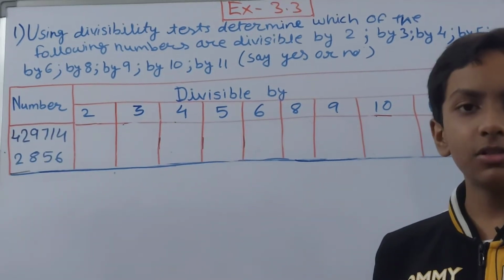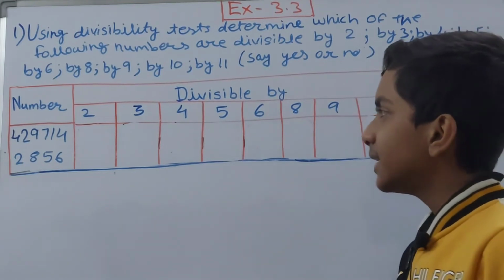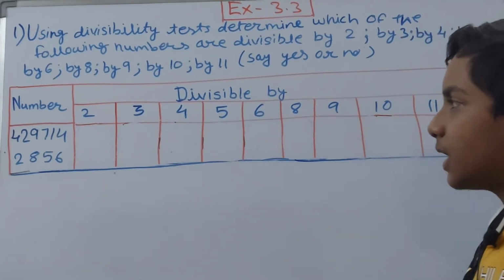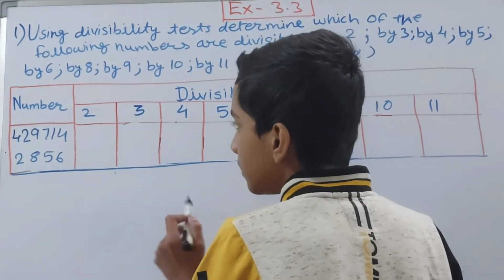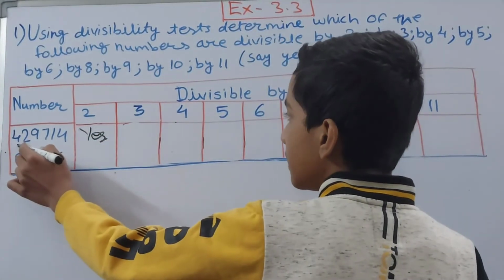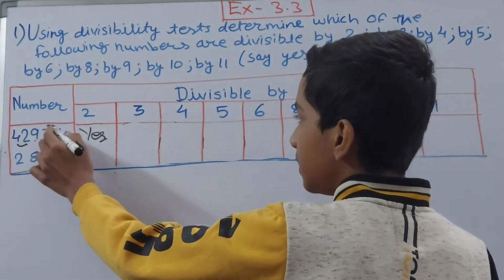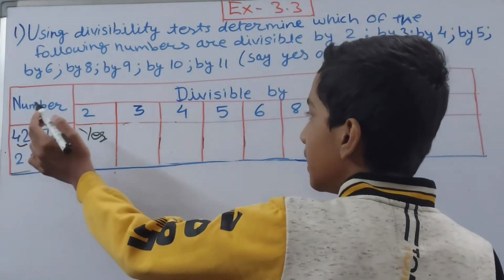Now we will solve the next number. We have here 429714. Again you start from 2, we have 4 here, so it is divisible by 2. Yes. With 3 we have 4 plus 2, 6, and 6 plus 9 is going to be 15, and 7 is going to be 22.